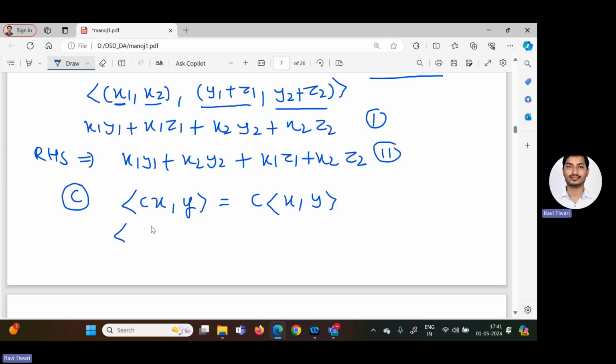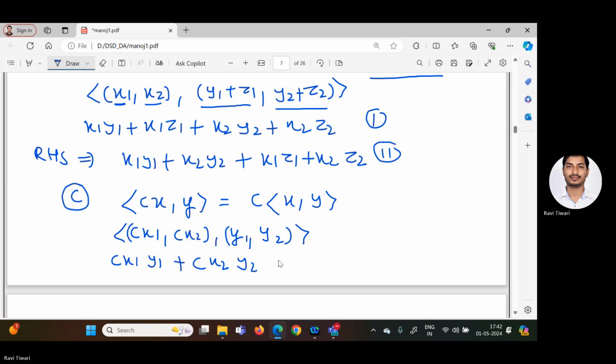Right, because x is x1, x2, if you multiply by c, you get cx1, cx2. Y is y1, y2. In the standard inner product, the first component is multiplied with the first, so you will get cx1y1 plus cx2y2. So you can write here c times the inner product of x and y.